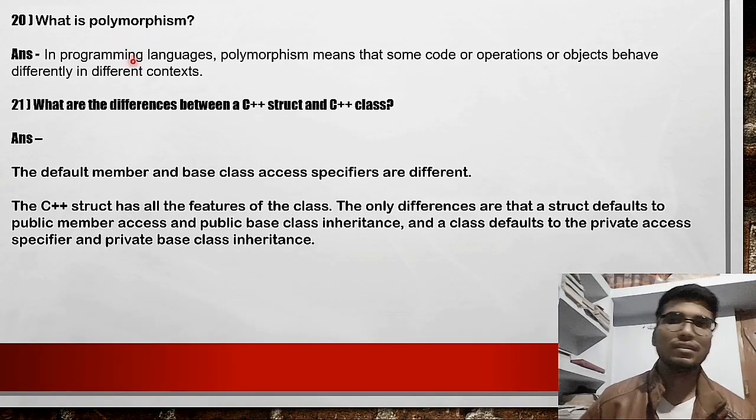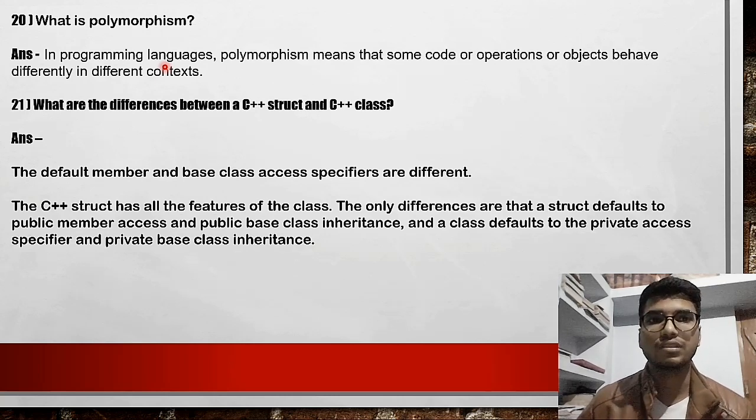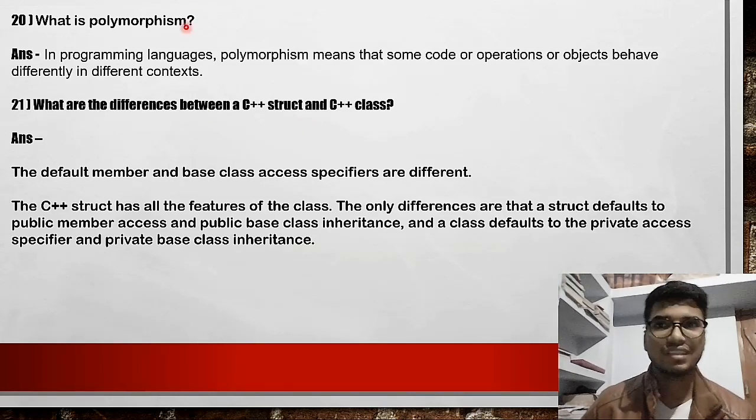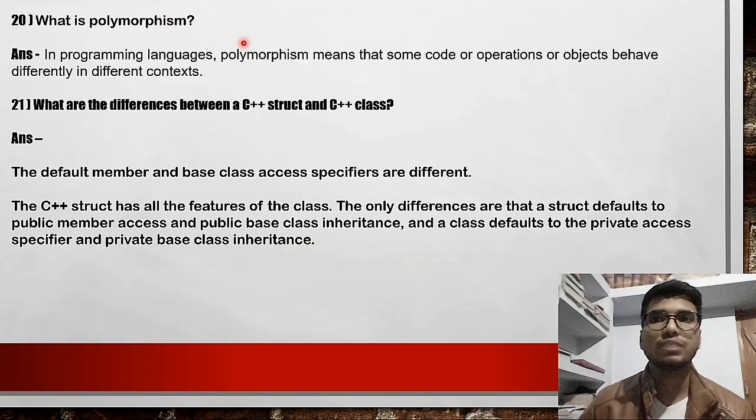What is polymorphism? That's very important. Polymorphism means the same code or operation or the objects behave differently in different contexts. Okay, and what is the difference between C++ struct and C++ classes? That's an important question for the IT students, and that's a question from the object oriented programming languages.